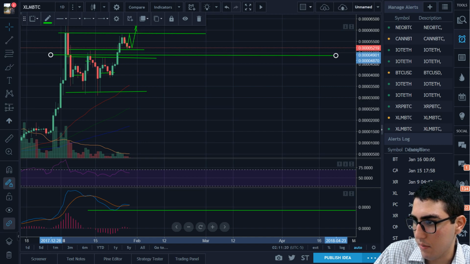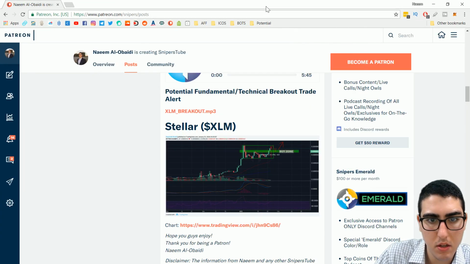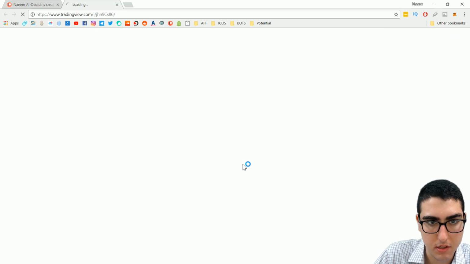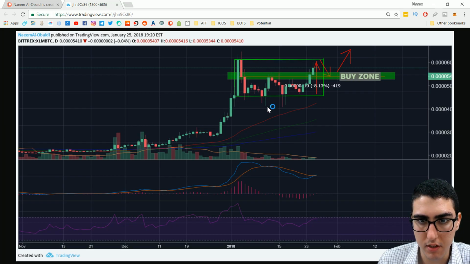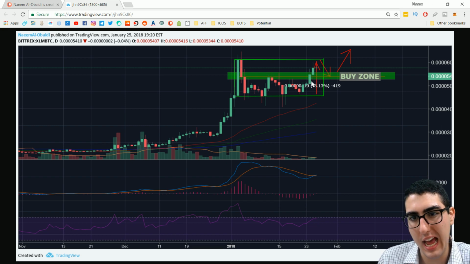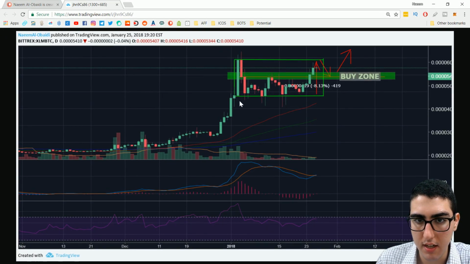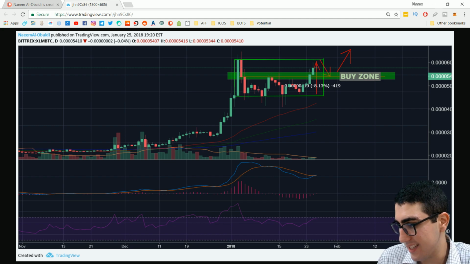So on our posts, the way we posted it on Patreon looked a little bit different than how it looks right now. You can see here the XLM post that we had right here. You can see that initial buy zone was right here with this little gap that occurred. So this was the TradingView chart that we posted for our trading alert. So the buying zone was right here. So we're in the buying zone just a bit.